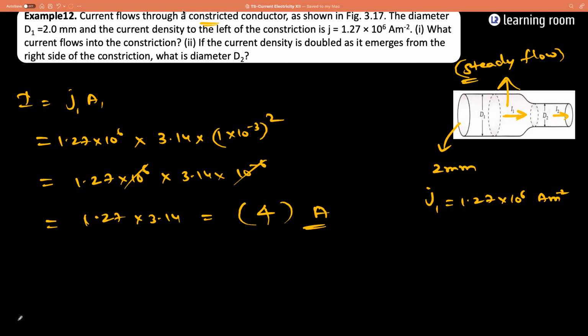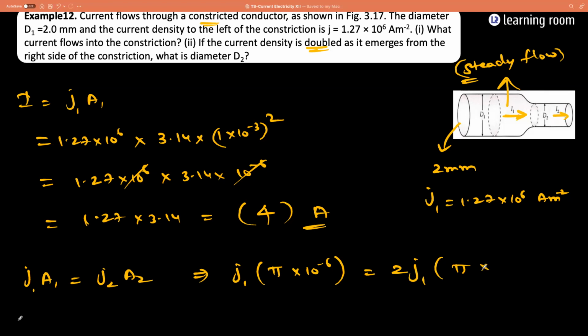So if that is the case, can I write J1 into A1 is equal to J2 into A2? Can I? So J1 into, what do I write the value? A1 is pi into 10 power minus 6, is equal to, what did they say J2 is? If the current density is doubled, it should be 2 times J1 into pi into, what is the value of, so how do you write the diameter? How do you write the formula for area of a circle with diameter? It is D square by 4, correct?